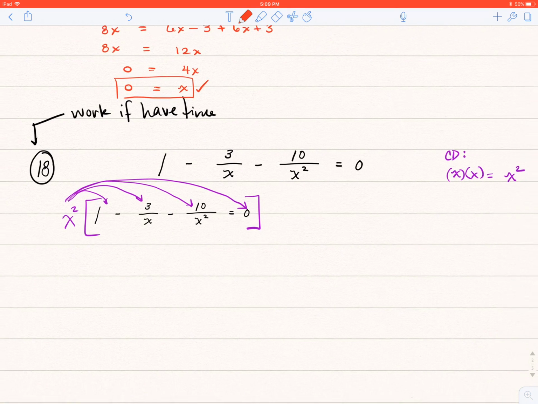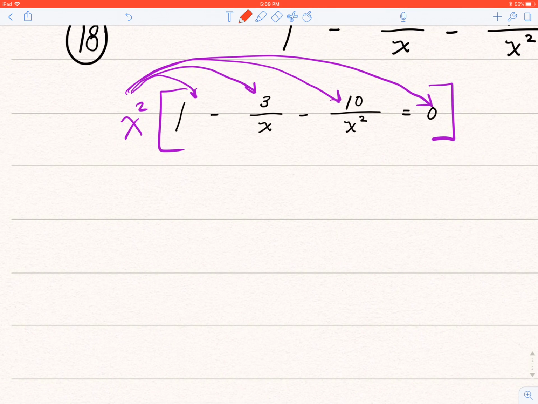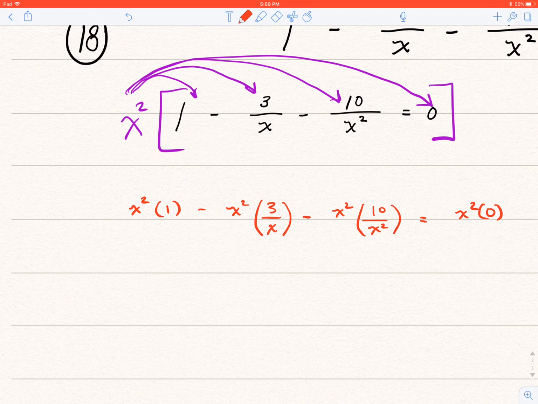Now let's do the same thing for number 18. And I've already partially worked this out for you. I've already gotten a common denominator for you. So my common denominator is x squared. And so now I need to go and multiply every term by x squared. So I have an x squared times a 1 minus an x squared times the fraction 3 over x minus an x squared times the fraction 10 over x squared equals x squared times 0.